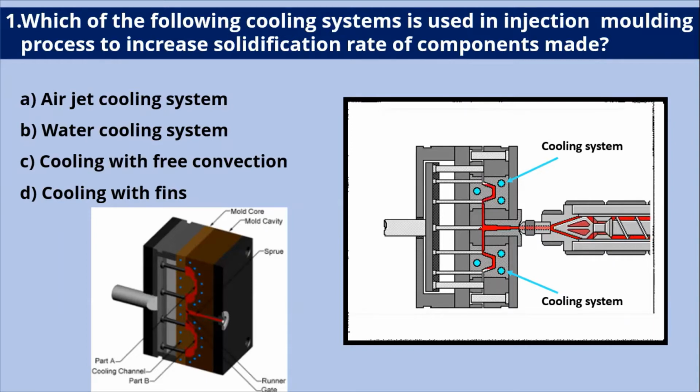So this cooling system increases the solidification rate, which basically reduces the production time. And that's why you can see that the answer for this question is B, the water cooling system. You can see here, I have shown in the diagram, this is the water cooling system. Here also, this blue color dot indicates the water cooling system.